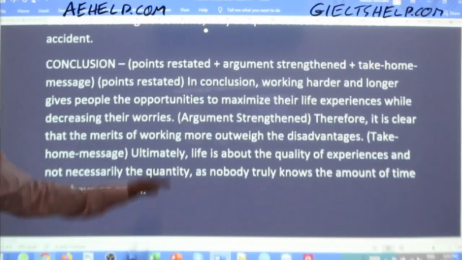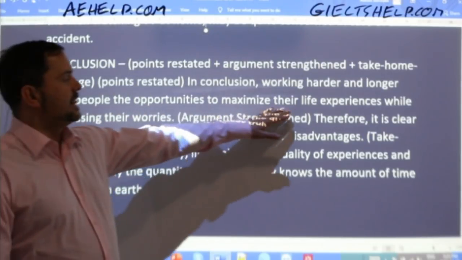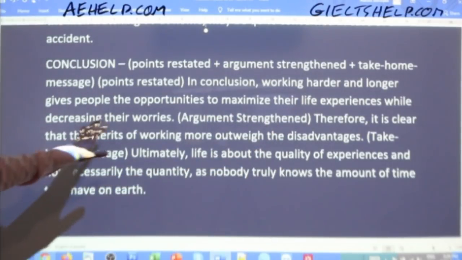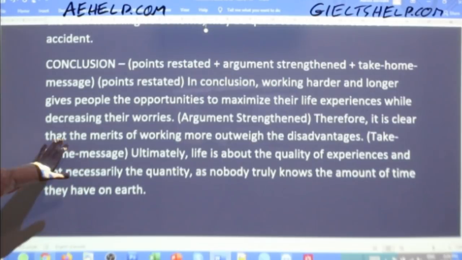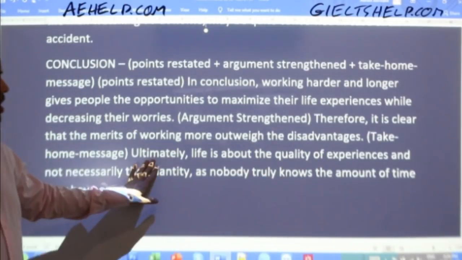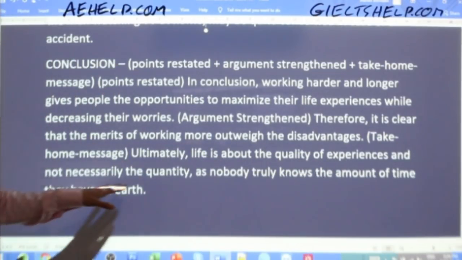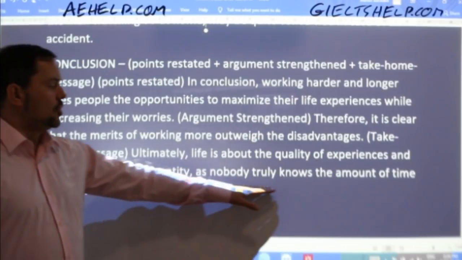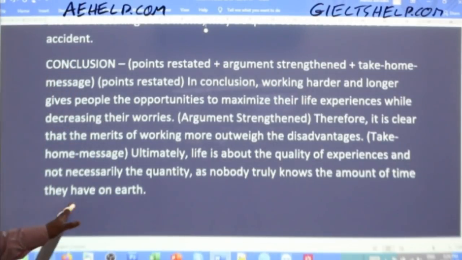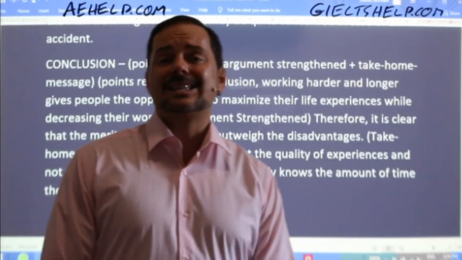In conclusion, working harder and longer gives people the opportunities to maximize their life experiences while decreasing their worries. Therefore, it is clear that the merits of working more outweigh the disadvantages. Ultimately, life is about the quality of experiences and not necessarily the quantity, as nobody truly knows the amount of time they have on Earth. Okay, that is your essay.